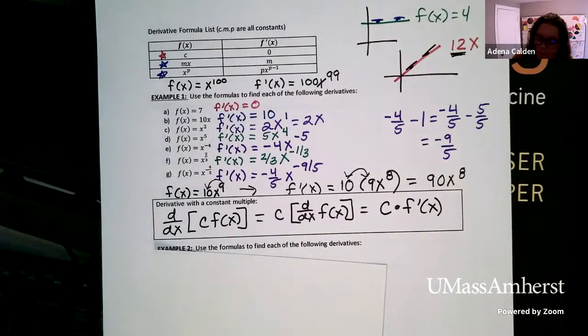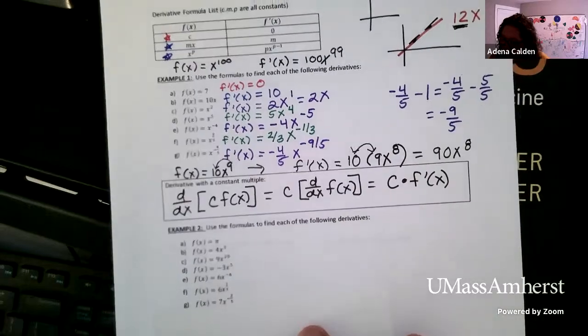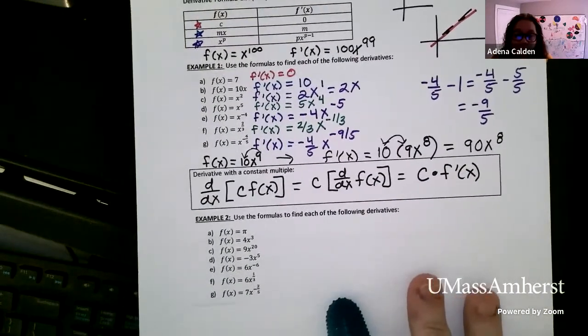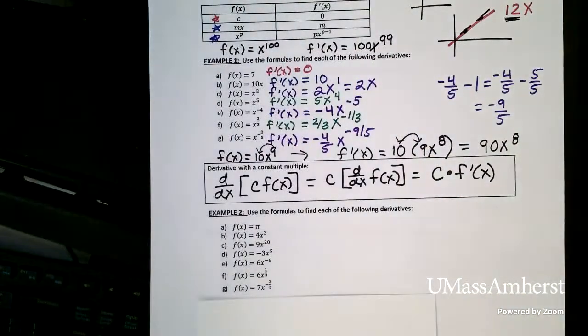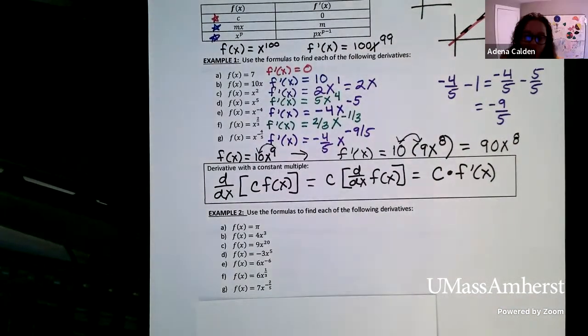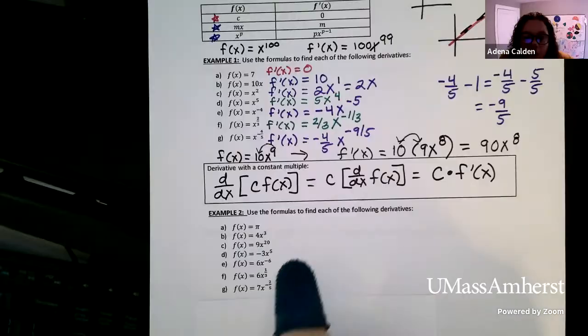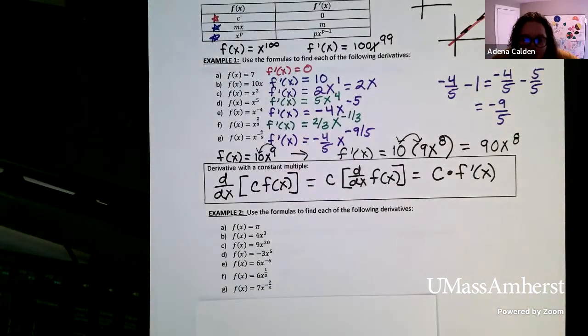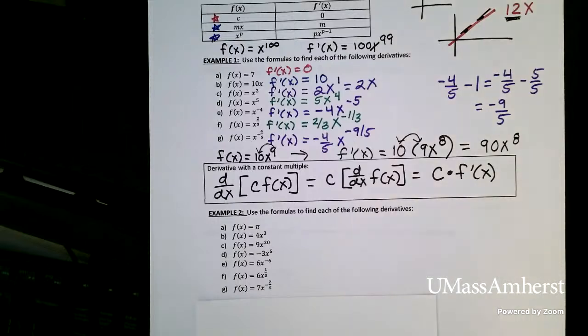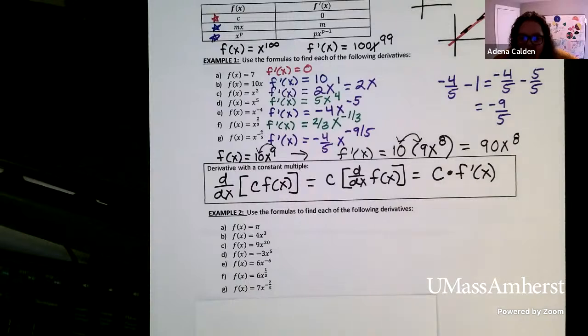Okay, we're going to practice with some constants in front of our functions. We have another set to try. Again, the goal is to practice the rules as much as possible to get really comfortable with them. I'm going to read through the functions in case you can't see them, and then you can try to find the derivatives. First we have pi, which is 3.14 and so on. Then we have 4x cubed, then 9x to the 20th, then negative 3x to the fifth, 6x to the negative sixth, then 6x to the 1/3, and finally 7x to the negative 2/5.